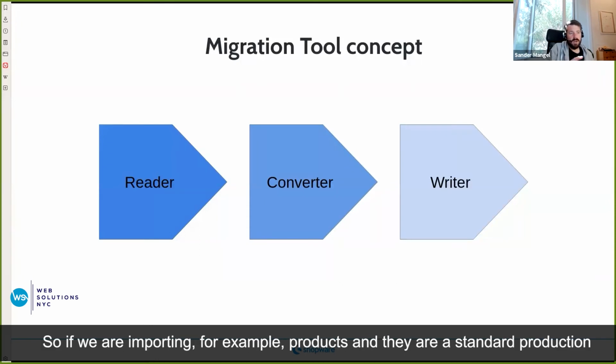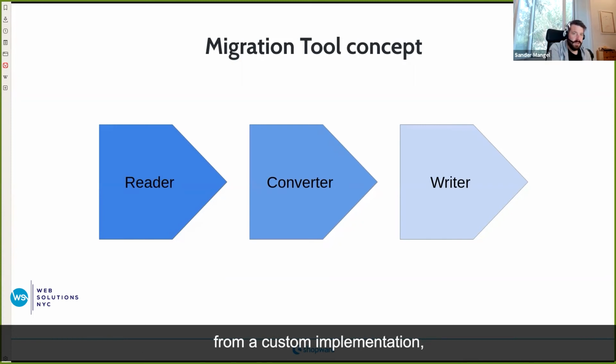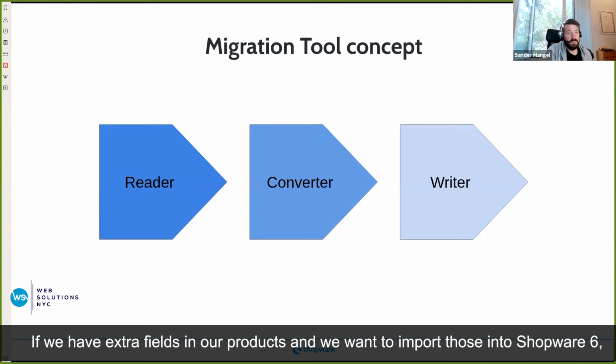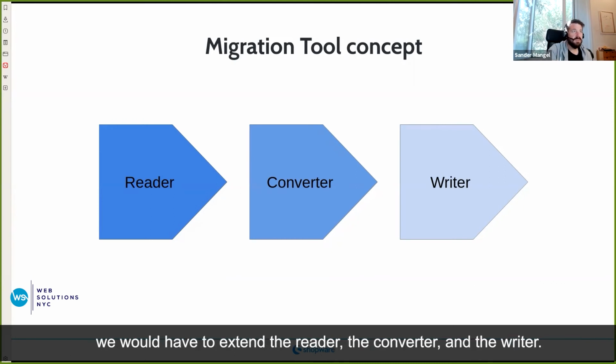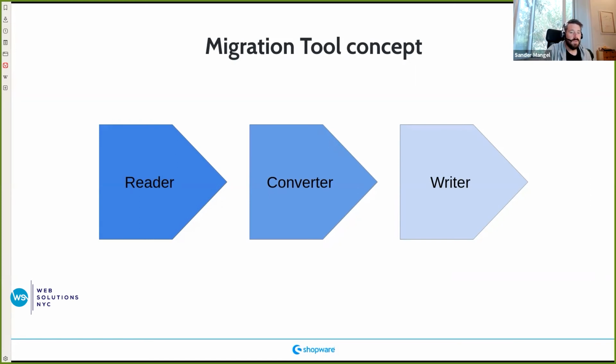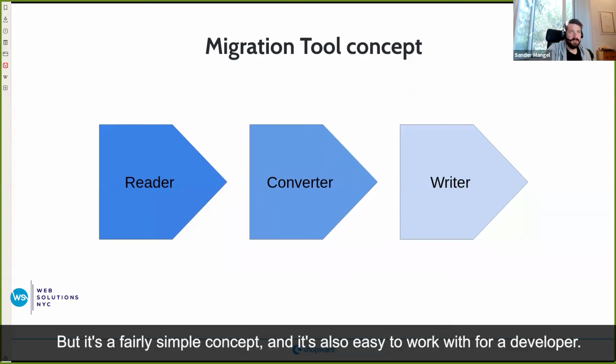So if we are importing, for example, products and they are standard products from a custom implementation, we would have to change the readers and the converters, not the writers. If we have extra fields in our products and we want to import those into Shopware 6, we would have to extend the reader, the converter, and the writer. So this would be a few more levels that we have to adjust. But it's a fairly simple concept, and it's also easy to work with for a developer.